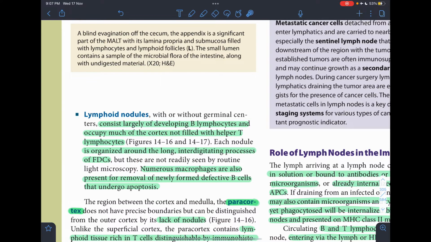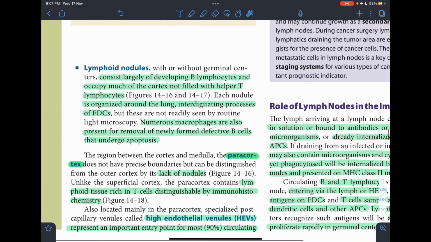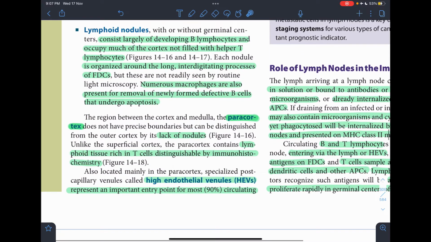Numerous macrophages are also present for removal of newly formed defective B cells that undergo apoptosis. The region between the cortex and the medulla is called the paracortex. It separates the cortex and the medulla. The pericortex is an extension of the cortex, and it does not have precise boundaries but can be distinguished from the outer cortex by its lack of nodules. Unlike the superficial cortex, the pericortex contains lymphoid tissue that's rich in T cells, distinguishable by immunohistochemistry.